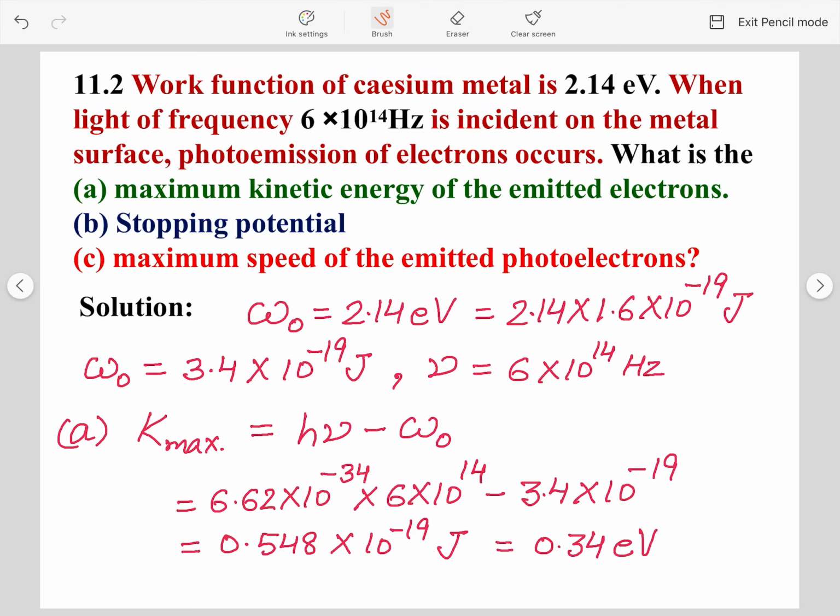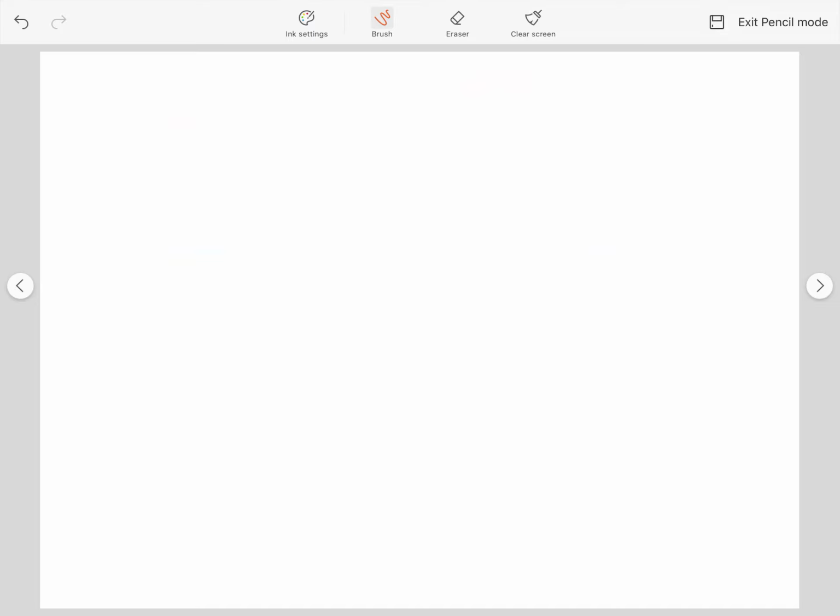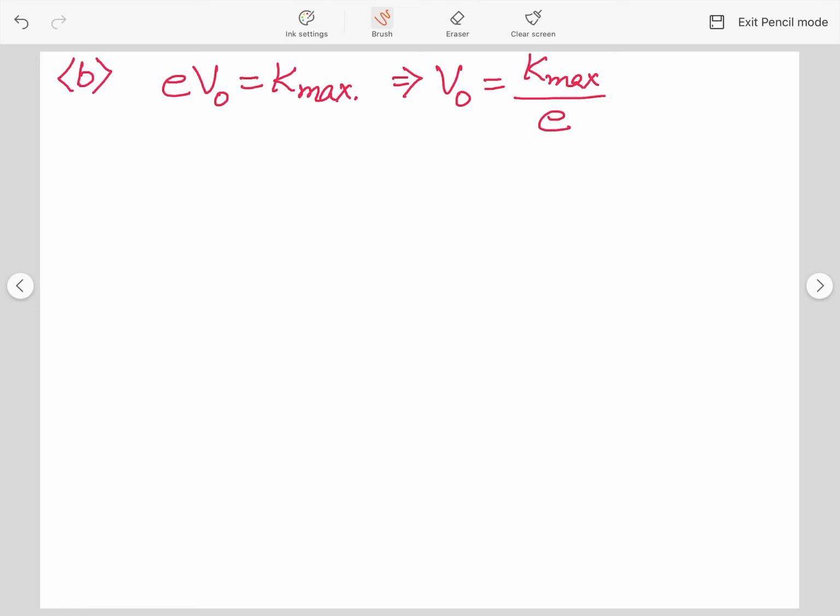Now we have to find part B, stopping potential. So in part B, what we have to find is stopping potential. Stopping potential formula will be used: eV naught is equal to K max. Here we have calculated K max, so V naught will be equal to K max divided by e.